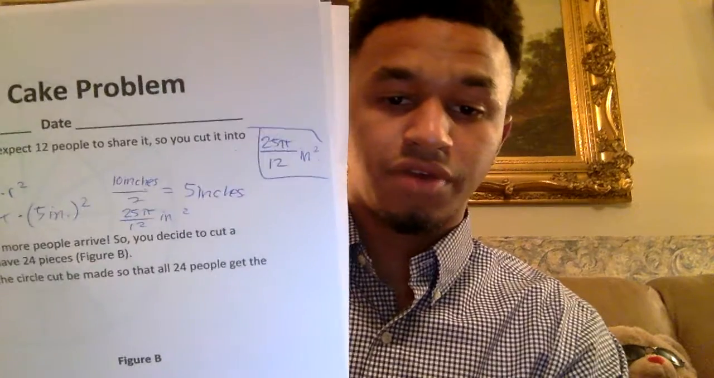25 pi inches squared. Now we're looking for the area of each slice. We know that there are 12 equal slices, so we'll take the total area and divide it by 12. So the area of a slice of cake should be 25 pi over 12 inches squared. Now before we move on, do you have any questions? Okay. So let's move to the next part.